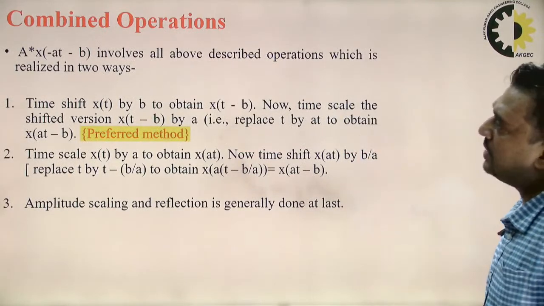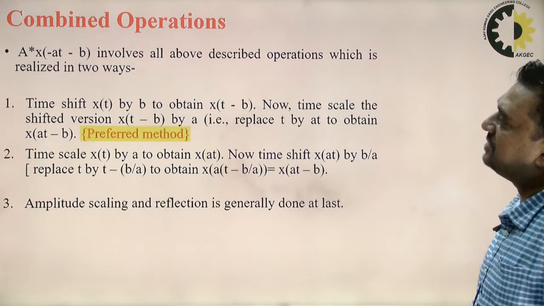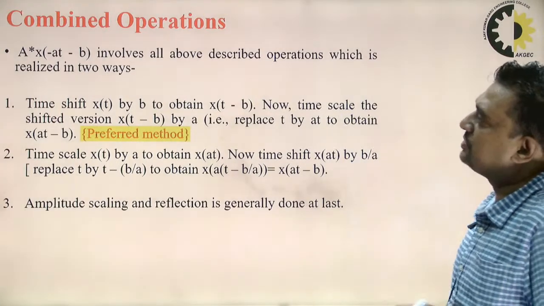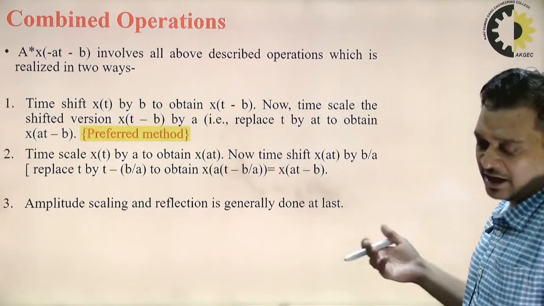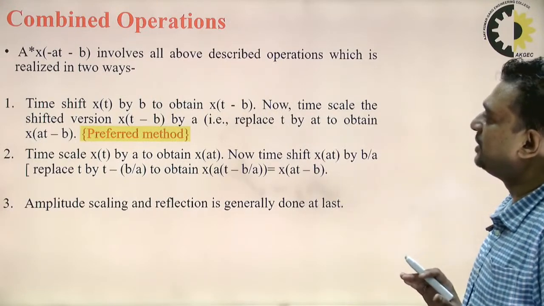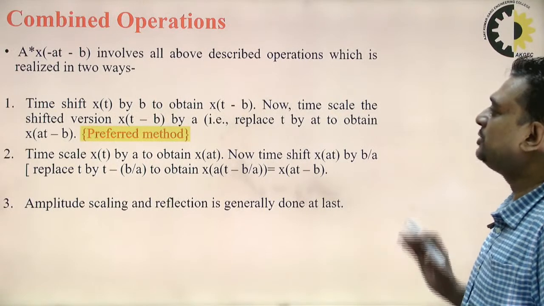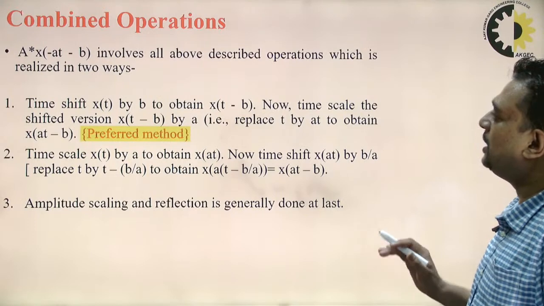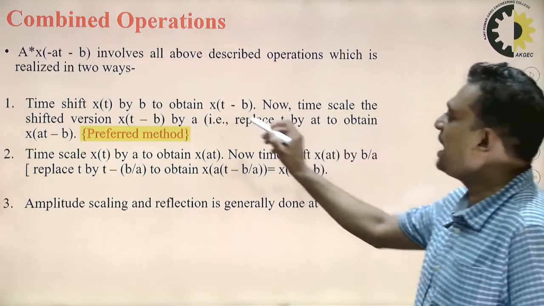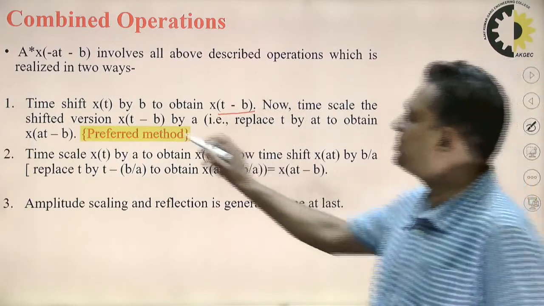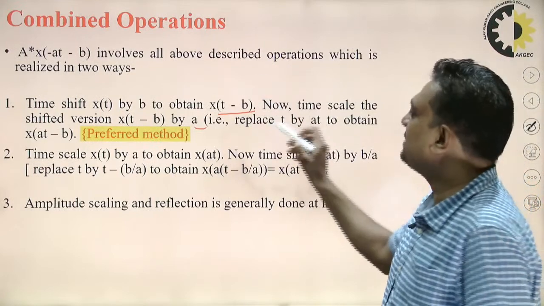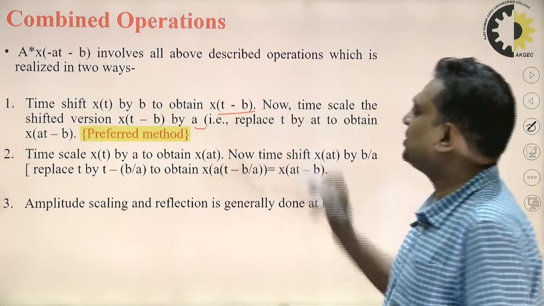Now the combined operation. We take one example: we have to draw a signal like capital A times x of minus at minus b. If we do this, all four operations that we have discussed will be involved. How will we do this? First we do the time shifting, then the time scaling, and then the reflection operation. This is the preferred method.